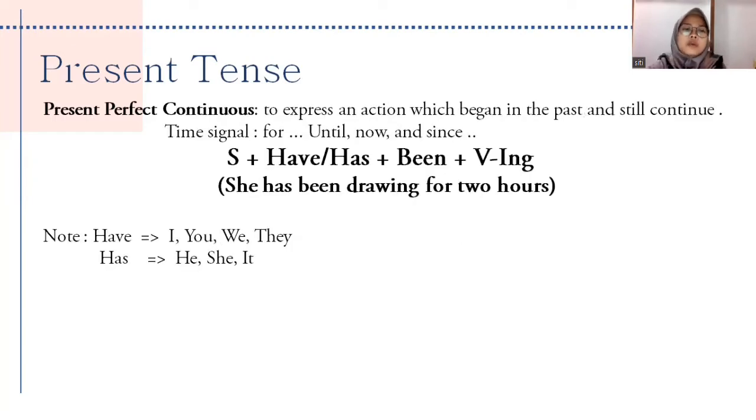Now the last form of present tense is present perfect continuous. Present perfect continuous is used to express an action which began in the past and still continues. The time signal is for, until now, and since. The form is subject, have or has, been, and verb ing or present participle. For example, she has been drawing for 2 hours. And the rule of have or has is the same.